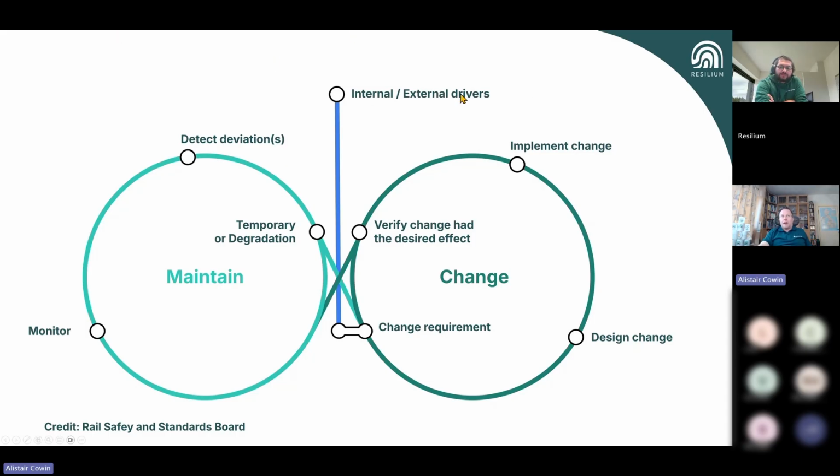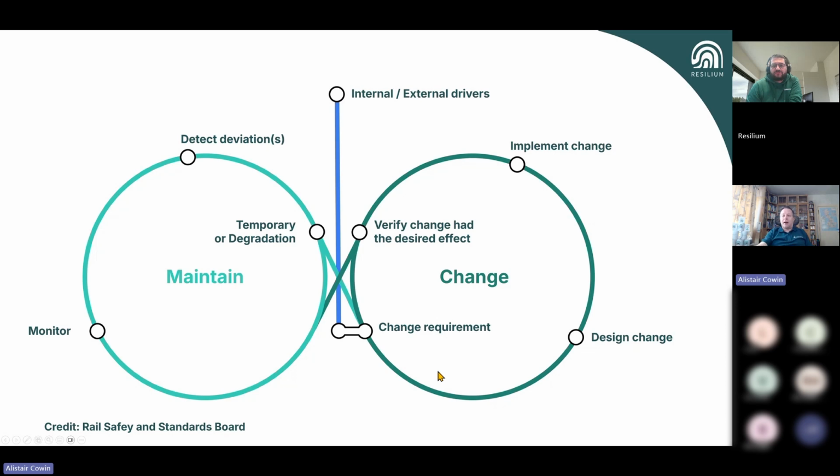And then what I like about this one is these internal, external drivers, changes. We're making changes to the product. We're changing the environment. We're building a new plant next door. Somebody's built a housing estate next to our factory. Does this change anything in our world that requires a design change that will change what we do? And we need to check that it's still working.